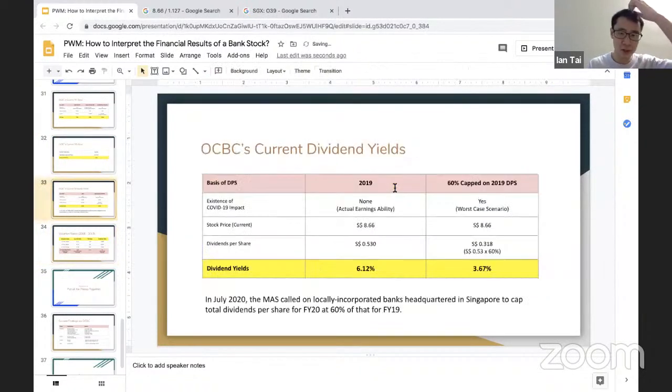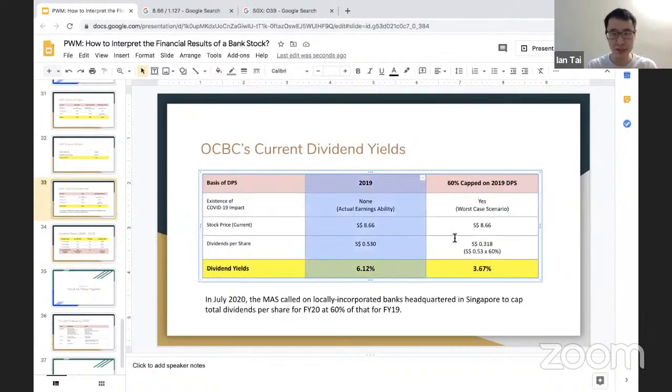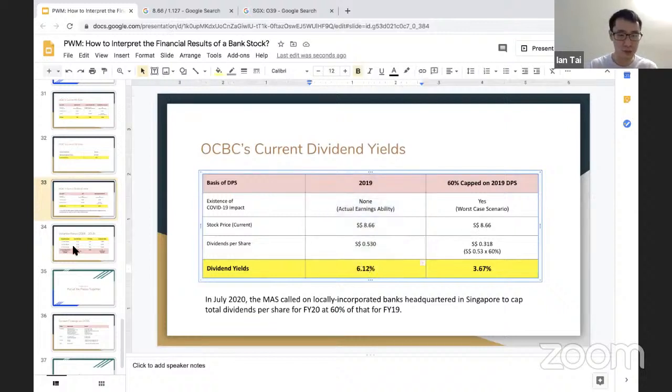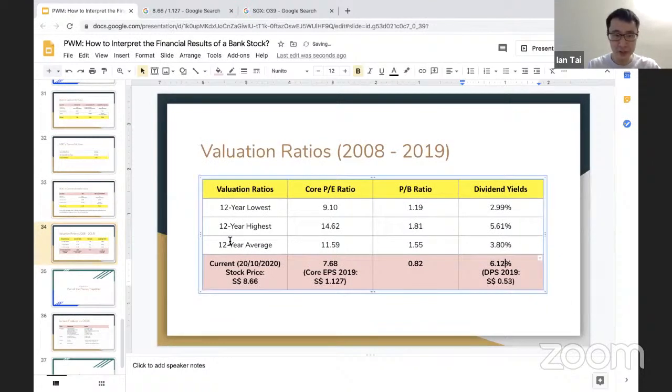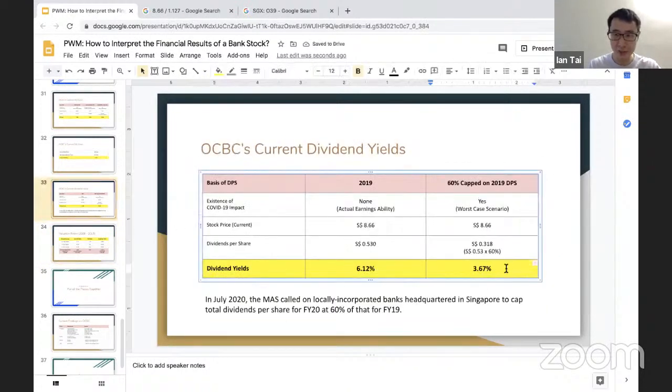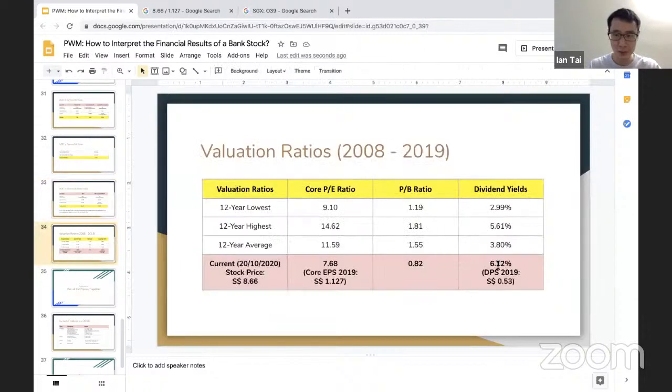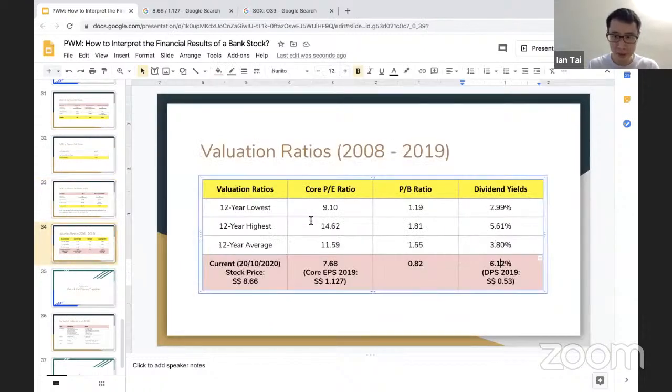Dividend yield, if let's say you are also the type who says actual is more important than the COVID-19 case, it's 6.12. If you disagree, you can just take the maximum of 3.67 and put it into the box. All right, put it over here. So what you can see is that if you base it on the actual, obviously your current PE ratio is even below the 12 years lowest, because the 12 years lowest is 9.1. So if you have a PE ratio of 7, obviously you're going to think that it's very undervalued, all right, because it's even lower than the 12 years lowest. How low can you go, right?